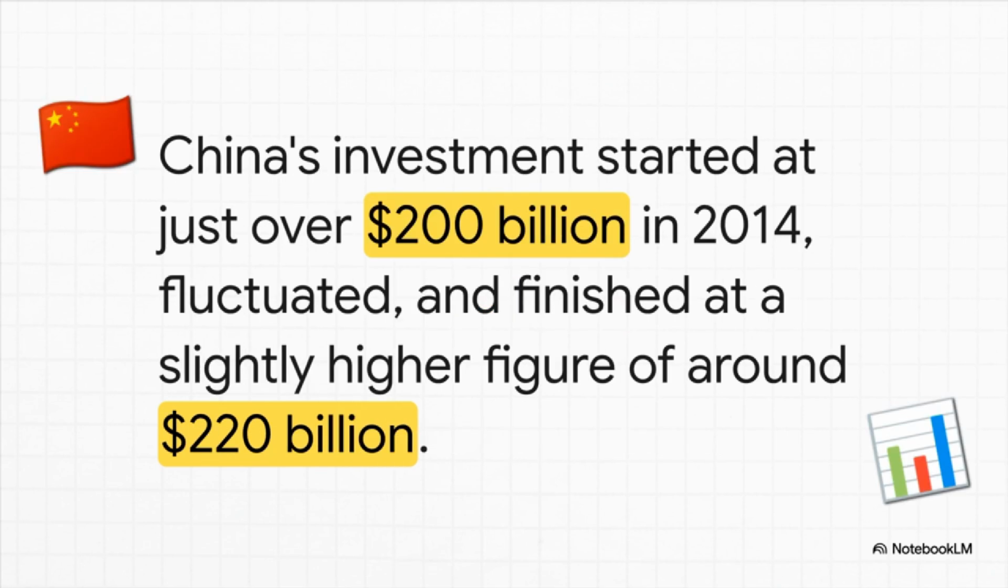Okay, on to step 3. Now it's time for the details, and we're going to group them logically. Let's make this first detailed paragraph all about China. So we look at the chart. China's investment started at what? Just over $200 billion. It fluctuated a bit, and then it finished a little higher at around $220 billion. We're using the numbers here to support what we said in the overview.